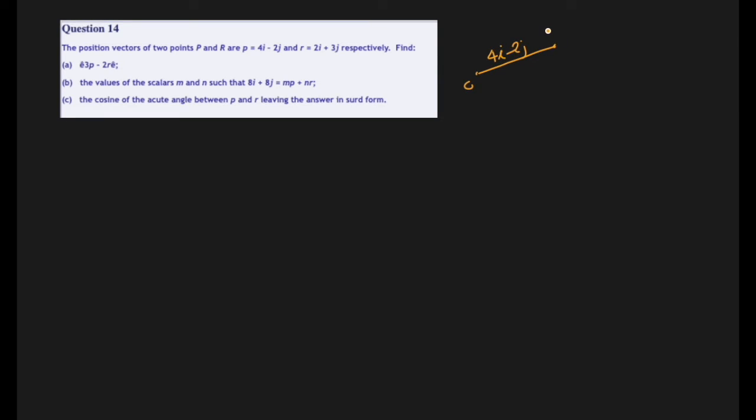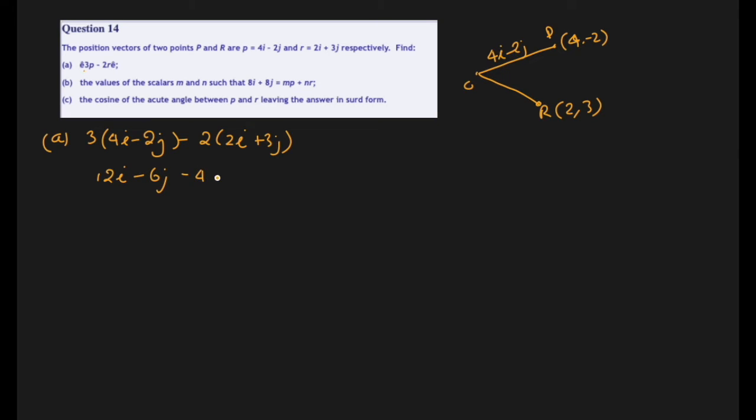That means if this is P, its coordinate becomes 4, minus 2. R is 2i plus 3j, so it becomes 2, 3. All right. Find the vector 3p minus 2r. So A part, 3p, p is 4i minus 2j, minus 2r, r is 2i plus 3j. So it becomes 12i minus 6j minus 4i minus 6j. So what do we get? 12i minus 4i is 8i, minus 6 minus 12, minus 12j.